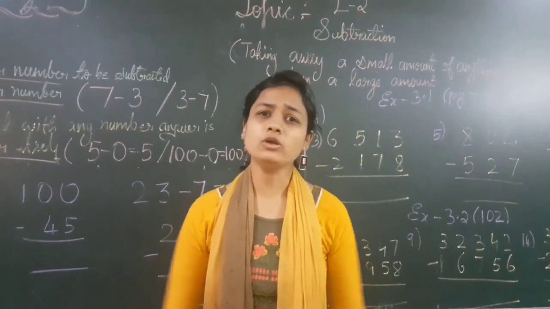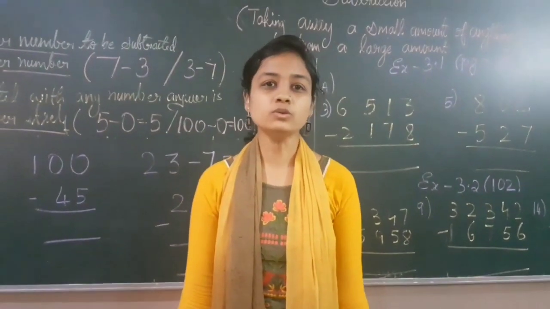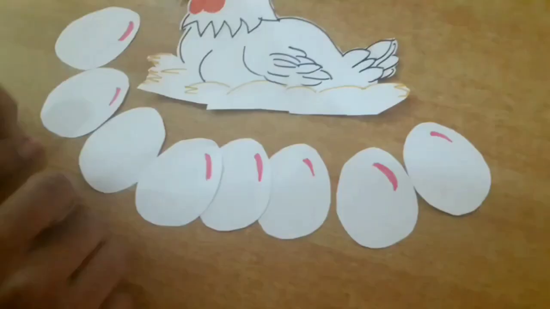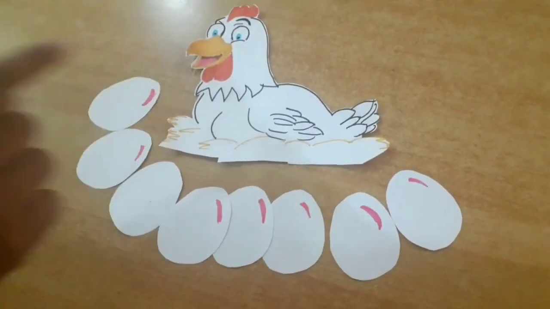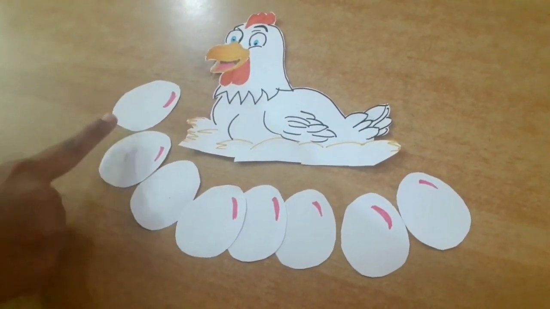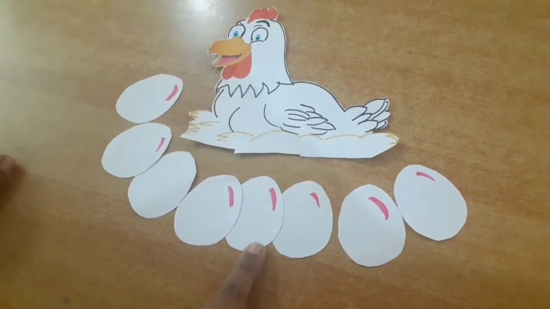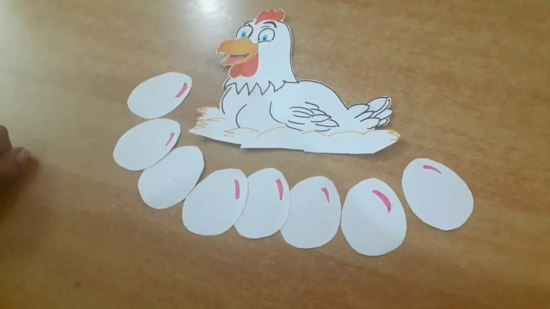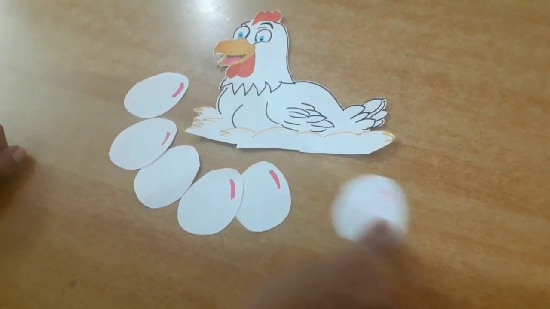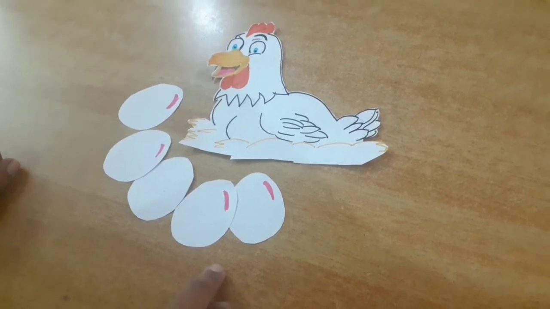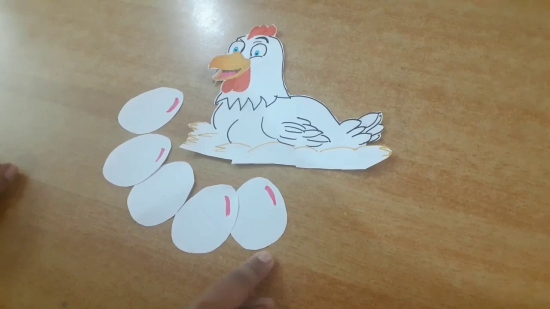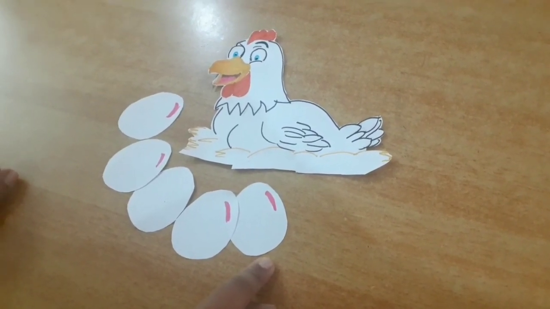Today I am not going to say which chapter we are going to do. You are going to guess the lesson name. I'll give you a hint. You can see a hen and there are some eggs here. Let us count how many eggs you have. 1, 2, 3, 4, 5, 6, 7, 8. There are 8 eggs and I am going to take away 1, 2, 3. Now how many are remaining here? 1, 2, 3, 4, 5. Now can you guess which lesson I am going to start?